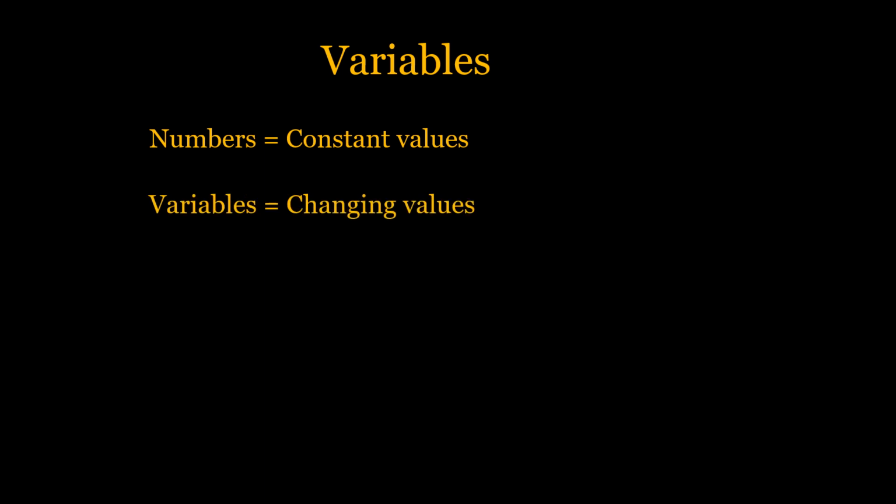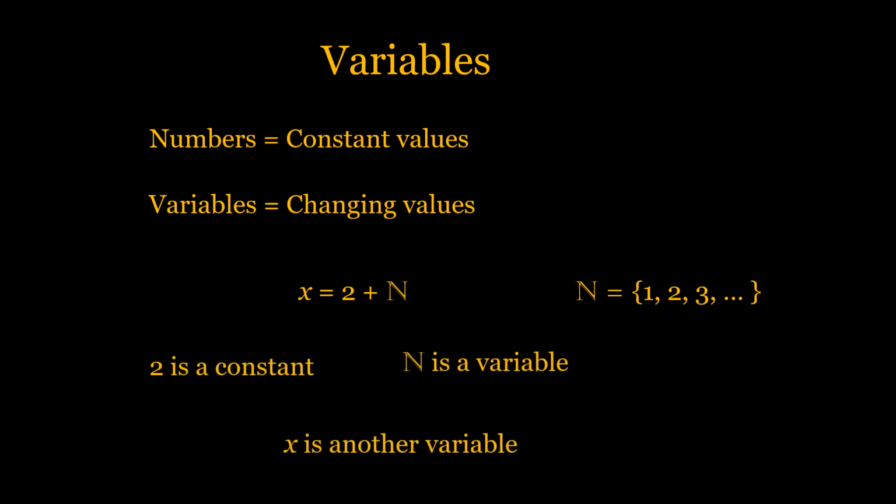Enough has been learned about numbers. Letters are also used to denote numbers, as we just did. Numbers are constant, they do not change their values. Unlike numbers, there are terms that change their values, called variables. Suppose an equation that says x equals 2 plus n, where n is a set of natural numbers 1, 2, 3, and so on. In this equation, n is a variable, 2 is a constant, and x is another variable that depends on n. This equation is also a function. Functions will be discussed later.